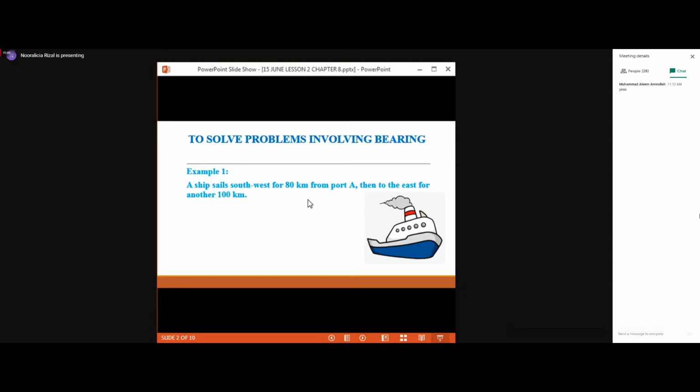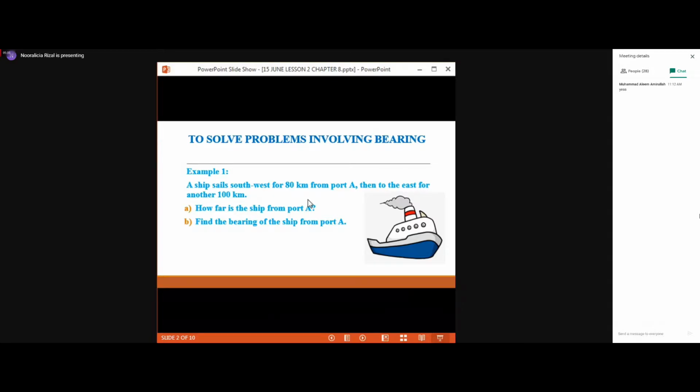A ship sails southwest for 80 kilometers from port A, then to the east for another 100 kilometers. How far is the ship from port A? Question A. Question B. Find the bearing of the ship from port A. This is all you are given.